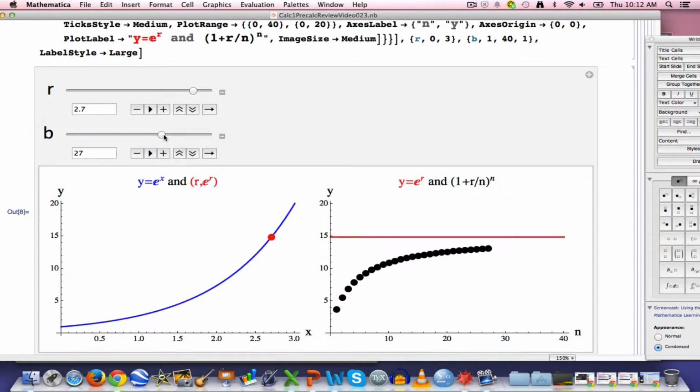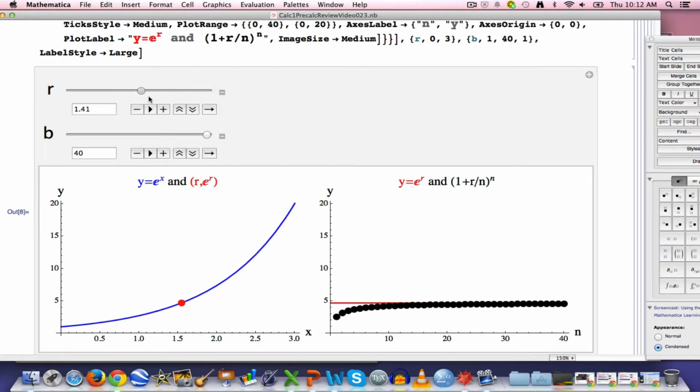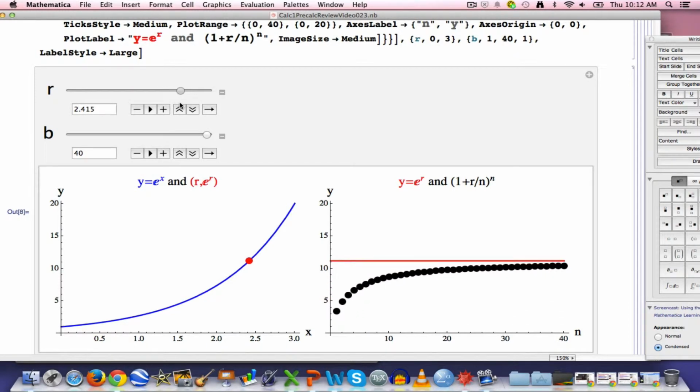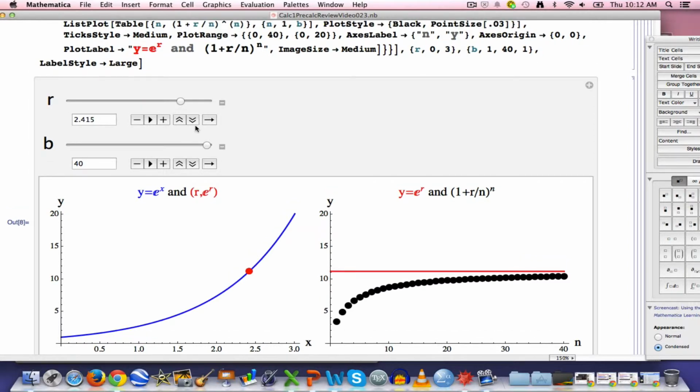You can take b to be big enough, which effectively means you're taking n to be big enough to get as close as you like to the red line, no matter what r is. Different r's are going to give you different rates of approach, but you always will approach that horizontal red line when n is sufficiently large.